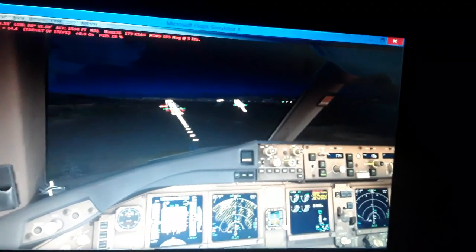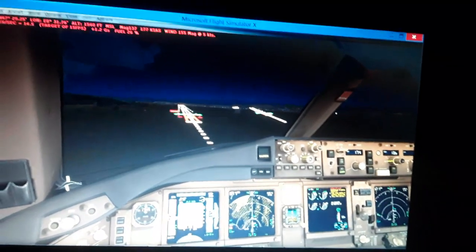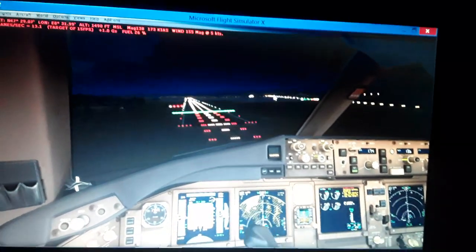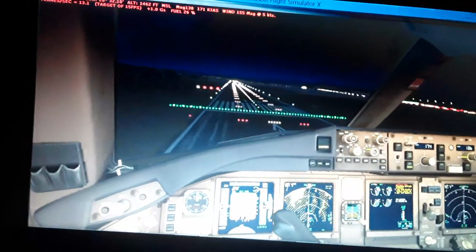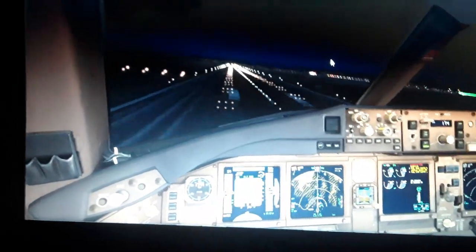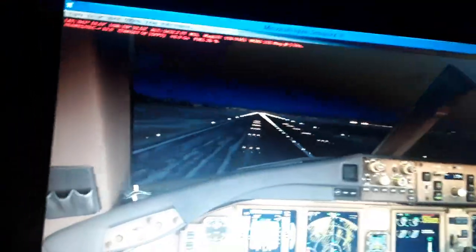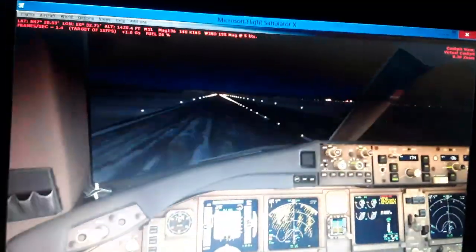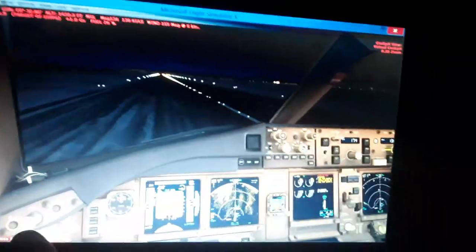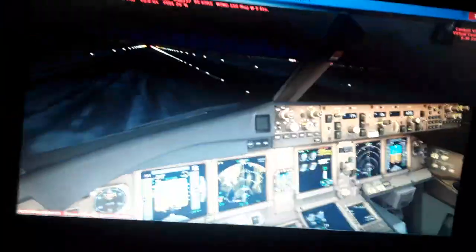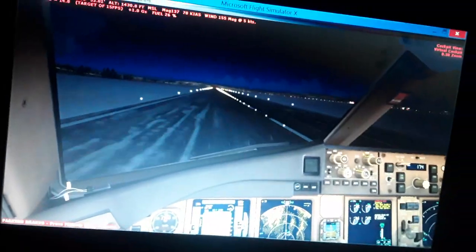So here we are, 200. 30, 1. Here we are, 10 feet, and we are approaching for the touchdown. As you can see, very beautiful touchdown, very professional. Parking brakes and full reverse, and we made a beautiful landing and touchdown.